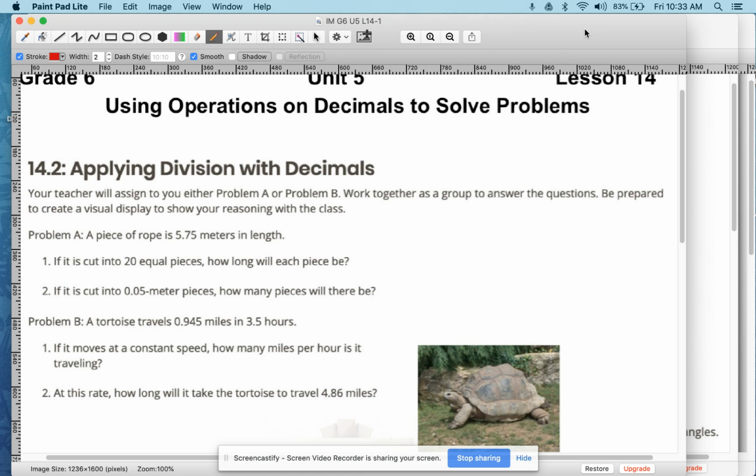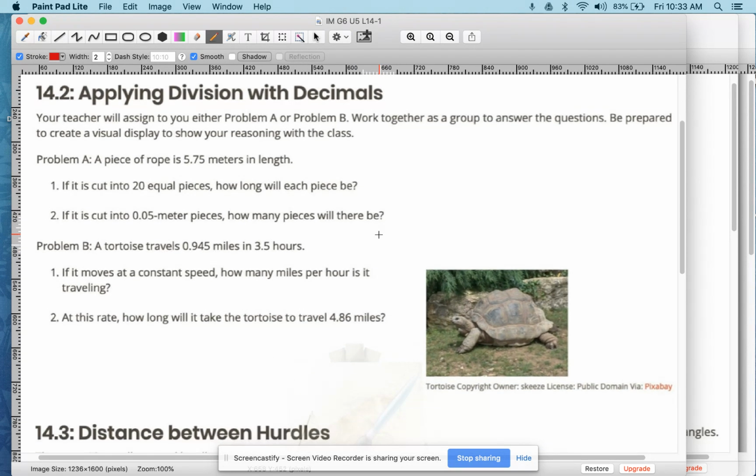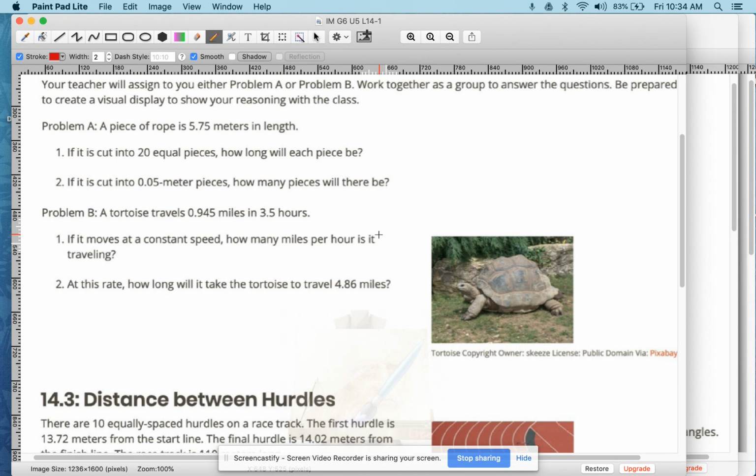All right, students, we are going to look at lesson 14 in Unit 5, and it's using operations on decimals to solve problems. So we're going to start with the second section, and it's called Applying Division with Decimals. It's saying that we're going to divide you up with partners, but obviously we can't do that since you're at home. So let's look at each individual scenario here.